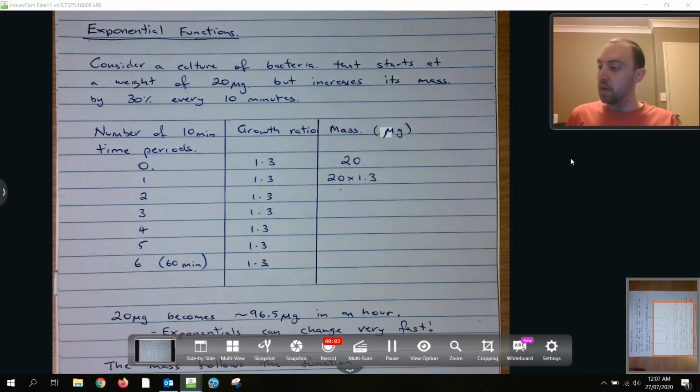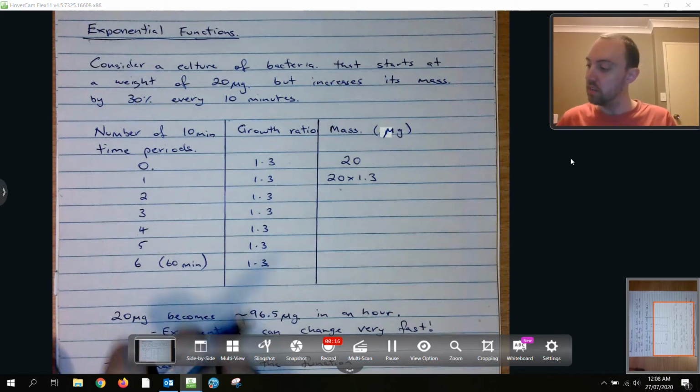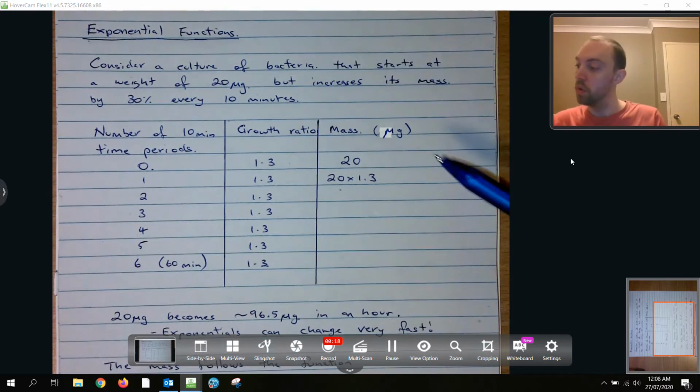Hey guys, welcome back. We're doing exponential functions for today. We're going to look at how they come about, the general form, and then a few examples of how to use them. Okay, so starting off, we're just going to go through what is an example of an exponential growth.